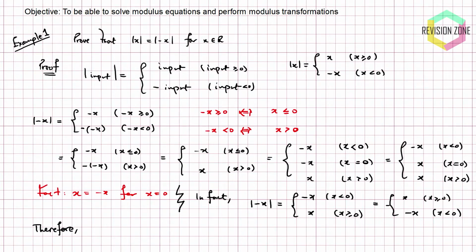Therefore, what we have is the modulus of x is the same thing as, using this definition here at the top, x for x being bigger than or equal to 0, negative x for x being less than 0, which is actually the same thing as the modulus of negative x, by now using this definition here that I've figured out, the right-hand side in particular. So perhaps I should move that to be here, say, right? And this completes the proof.